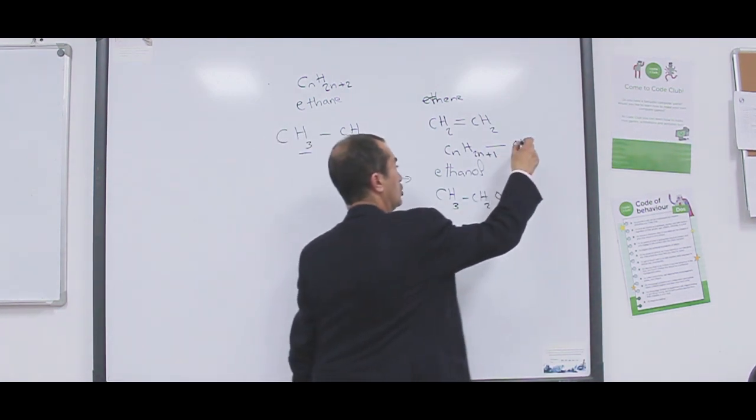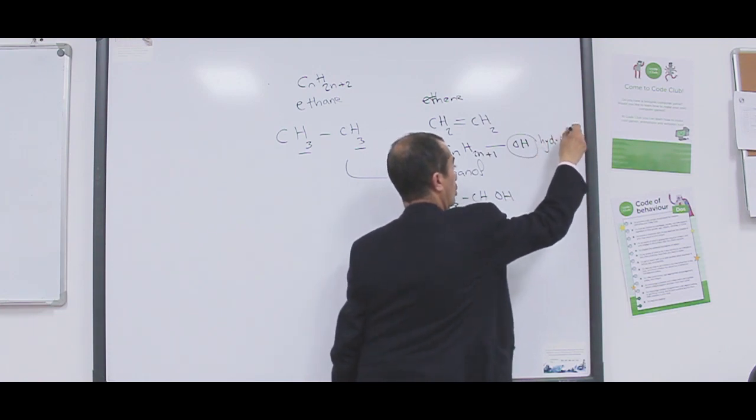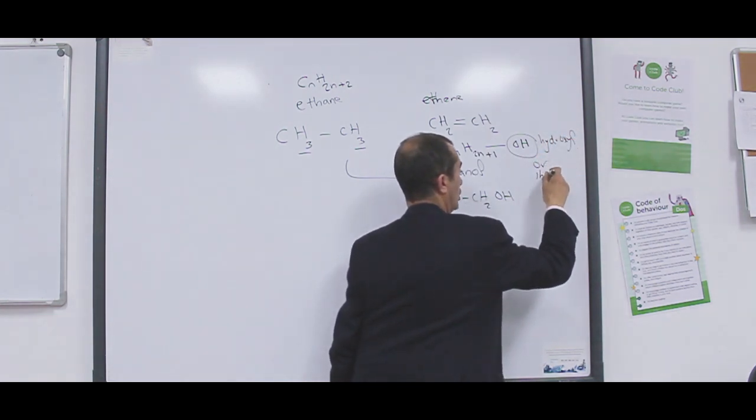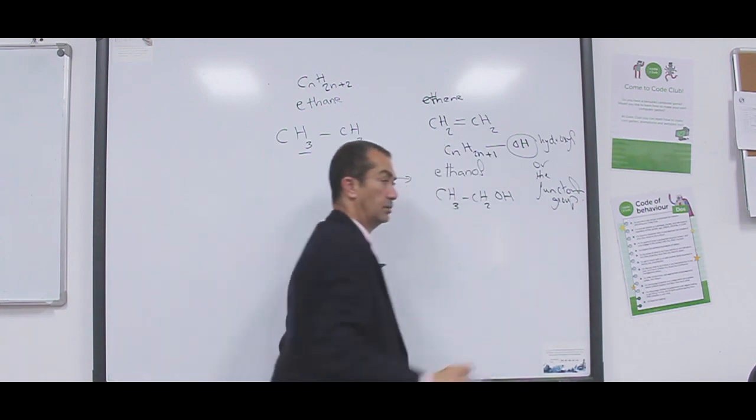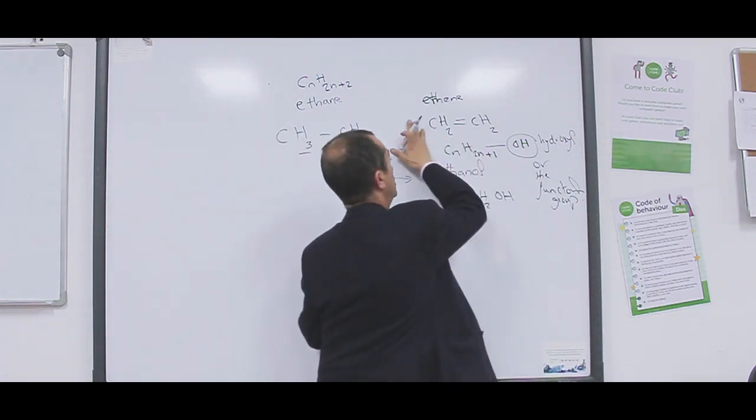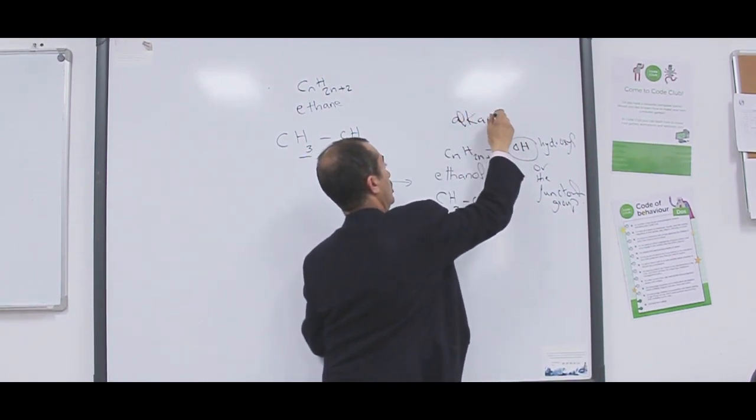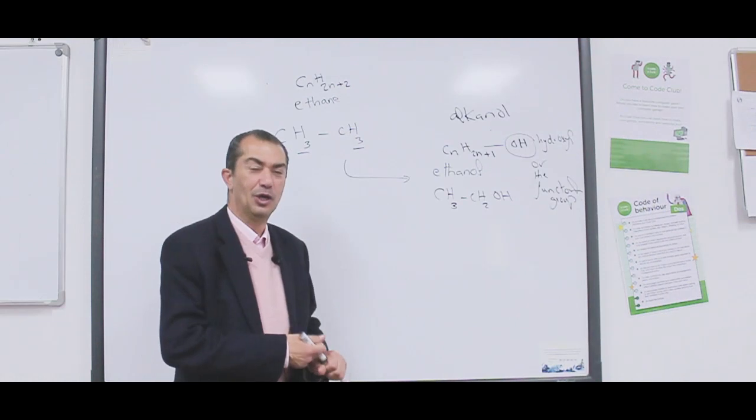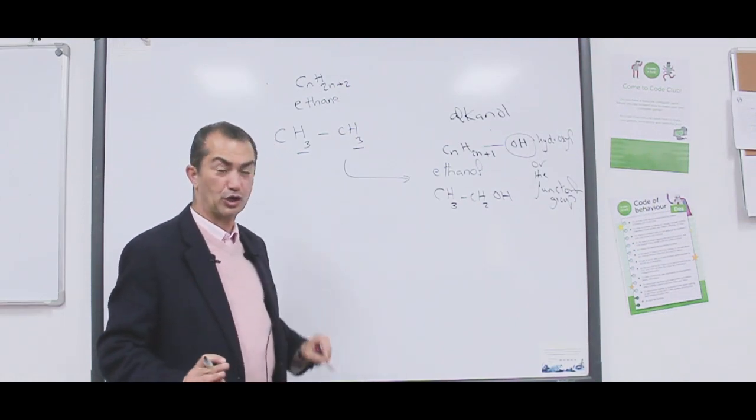This OH is called hydroxyl, or the functional group. So this family is called alkanols. Alkanol. Okay, please pay attention to what we are saying. This is the structural formula.